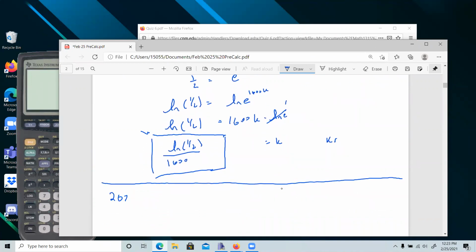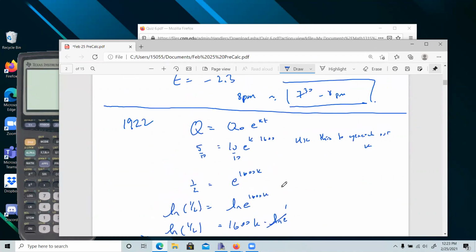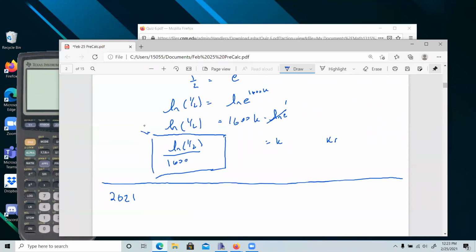Okay, it is 2021, and Molly died in 1922. That's 99 years, isn't it? Wow. Okay, so that was in 99 years. So how much is left? Q is equal to 10 e to the, I'll say K sub R times 99. All we have to do is figure this out.